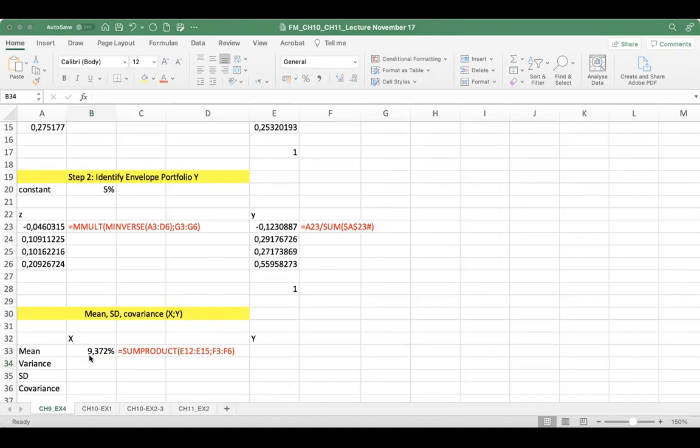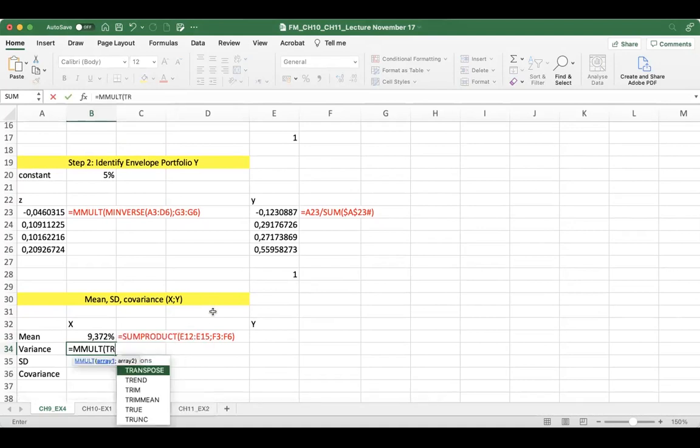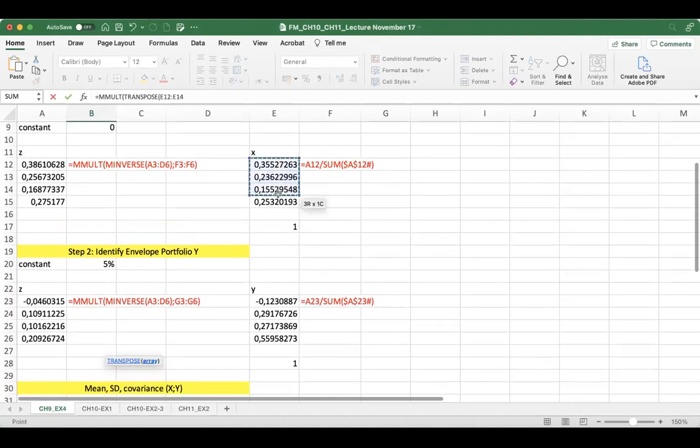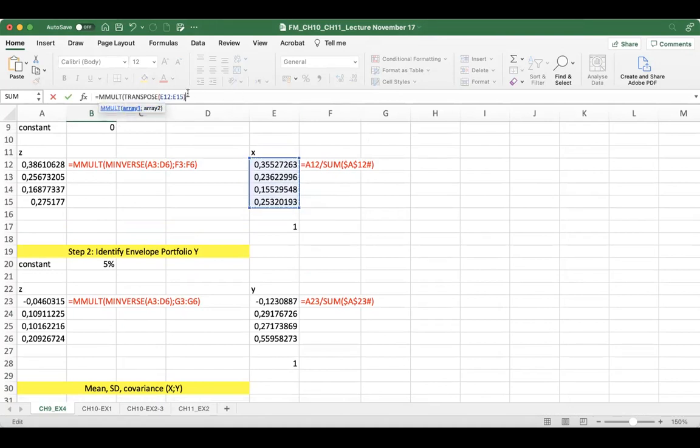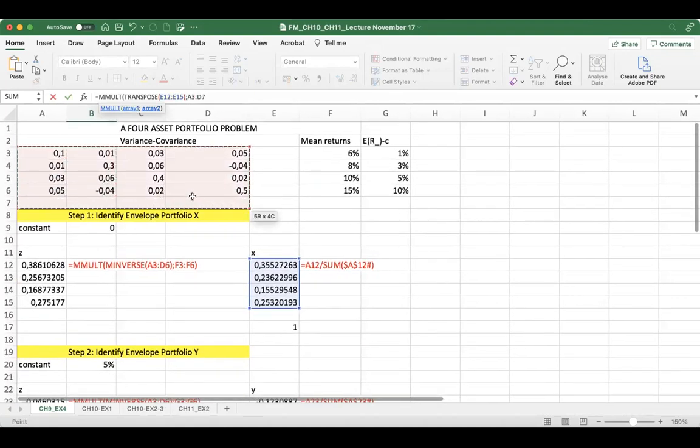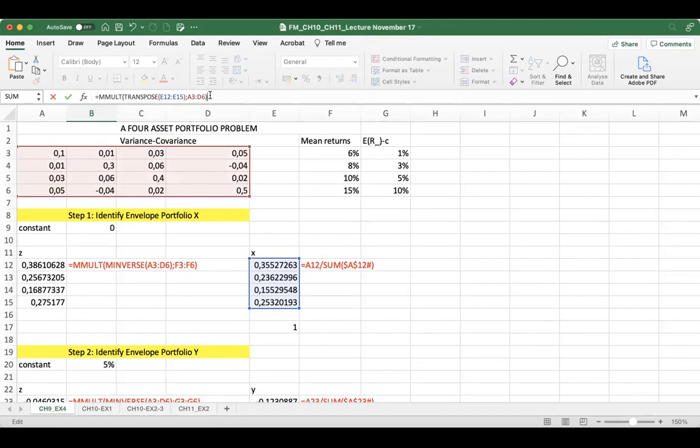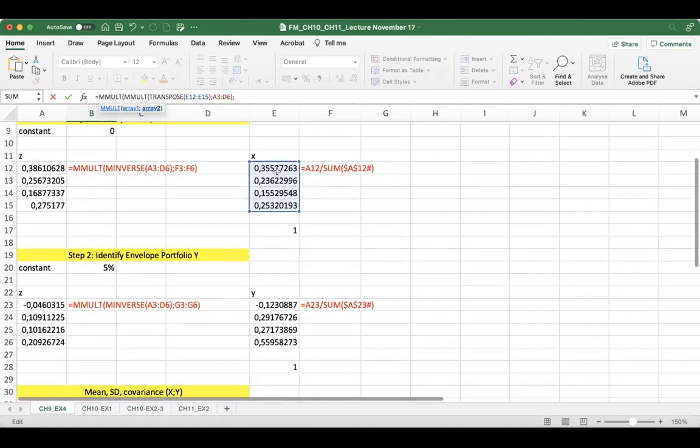So equal. First, we have to multiply the transpose of X by the variance covariance matrix. So this is our first multiplication. Then we should multiply all this expression by X itself, the X vector.